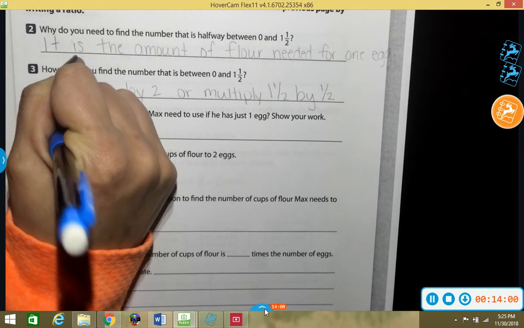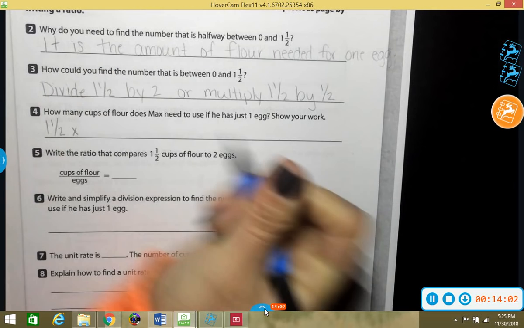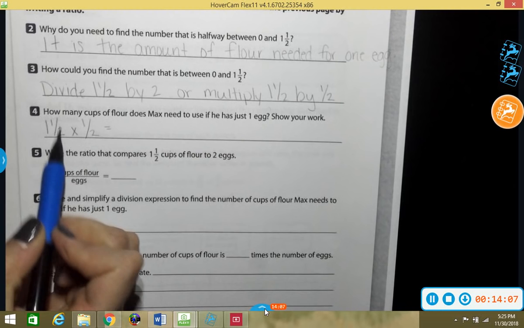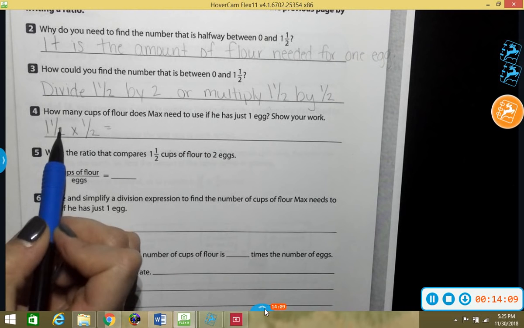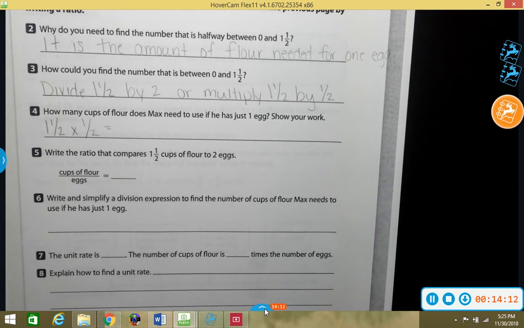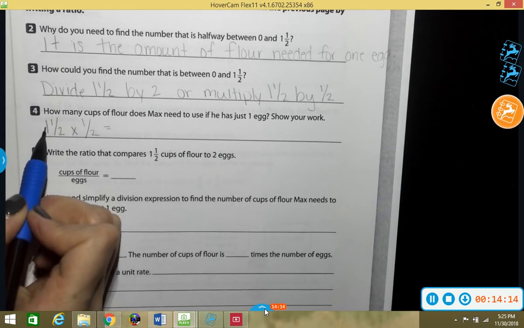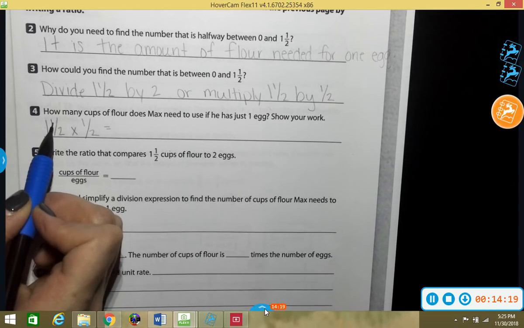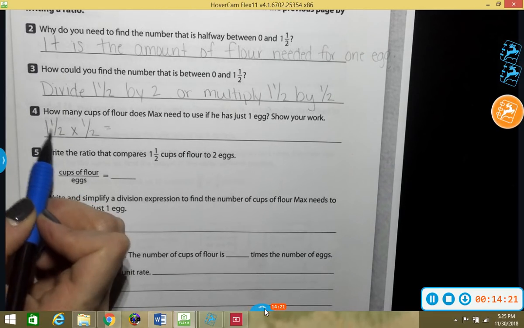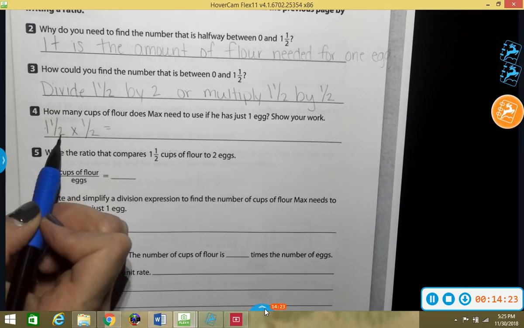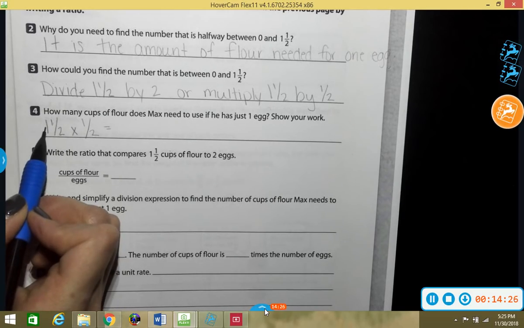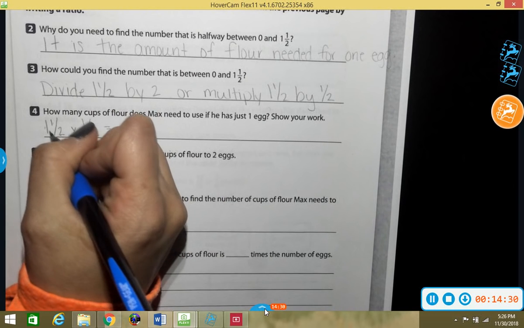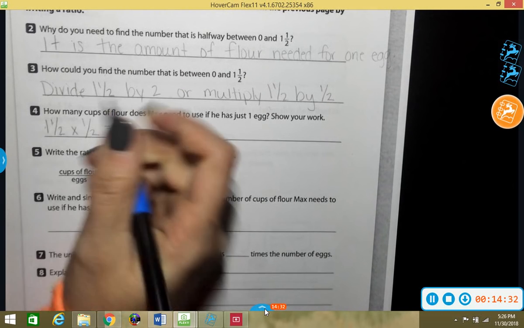So 1.5 times 1/2. You guys cannot keep this mixed number here. You need to make it improper. And you make it improper by taking the denominator and multiplying it by the whole number. So 2 times 1 is 2. And then you add the numerator. 2 times 1 is 2, plus the numerator, which is 1. So 2 plus 1 is 3.